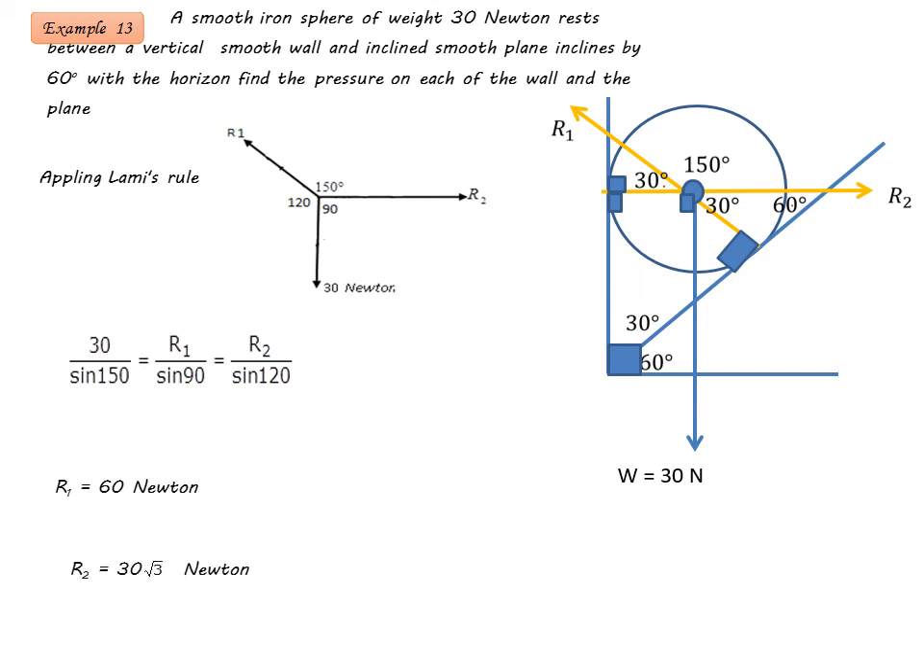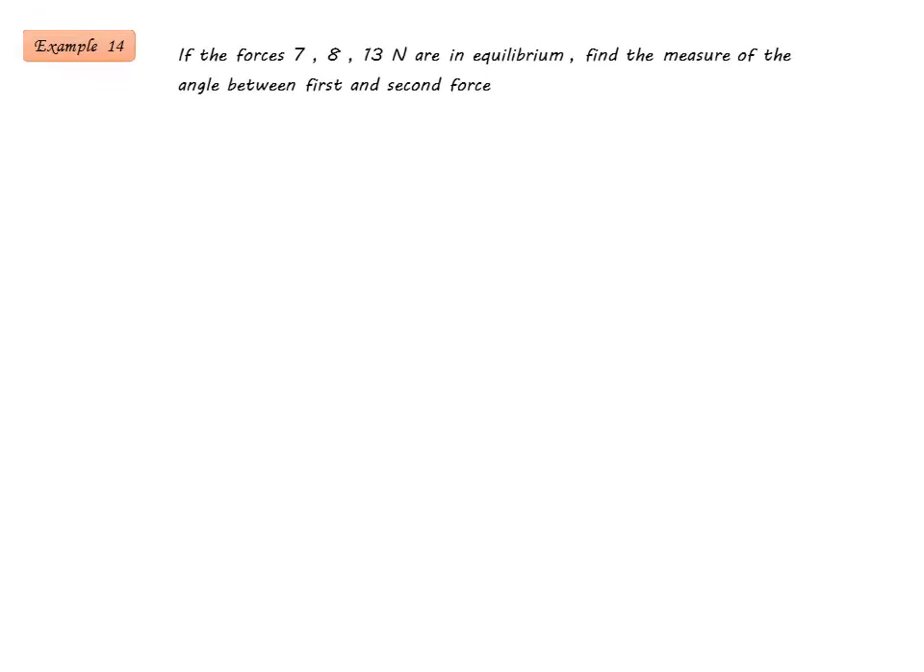Three forces are in equilibrium of magnitudes 7, 8, and 13 Newton. Find the angle between the first and second force. We have three forces and we need to find the angle between 7 and 8. To keep the three forces in equilibrium, the resultant of any two forces must be equal to the third in magnitude and opposite in direction.